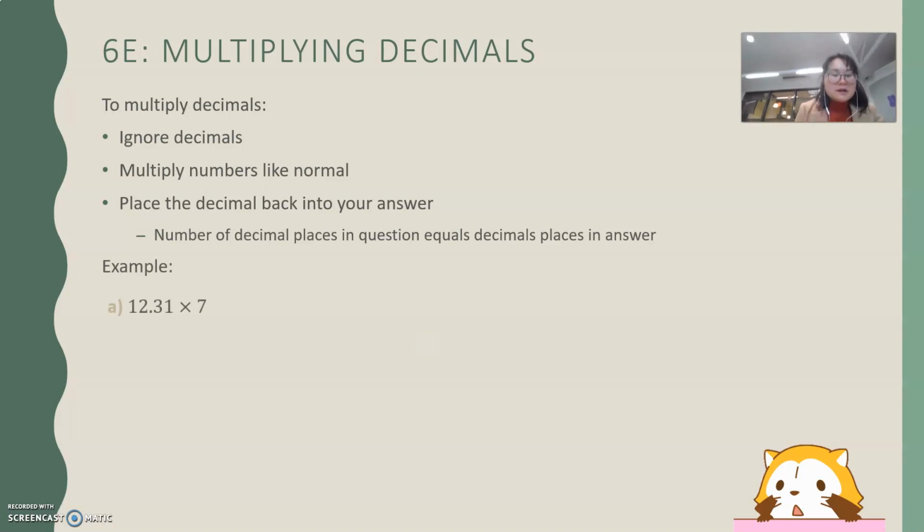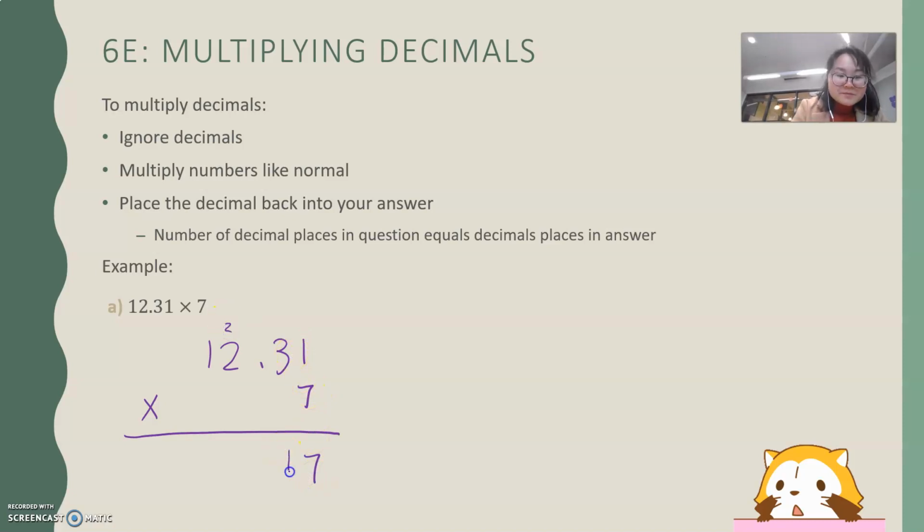Okay, let's start with the first example. 12.31 times 7. Okay, so even though I've written 12.31, I'm going to ignore the decimal and just do it as if I was doing 1,231 times 7. So 7 times 1 is 7, 7 times 3 is 21, 7 times 2 is 14, plus 2 is 16, and 7 plus 1 is 8. All right, now I've got my answer.